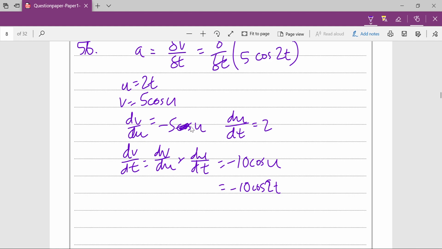Yeah, okay, so this is not cosine, this is 5 sine u. Grave mistakes are being made. Okay, the differential of cosine is going to be negative sine. That's pretty important to remember. Anyway, you get minus 10 sine 2t is the acceleration.